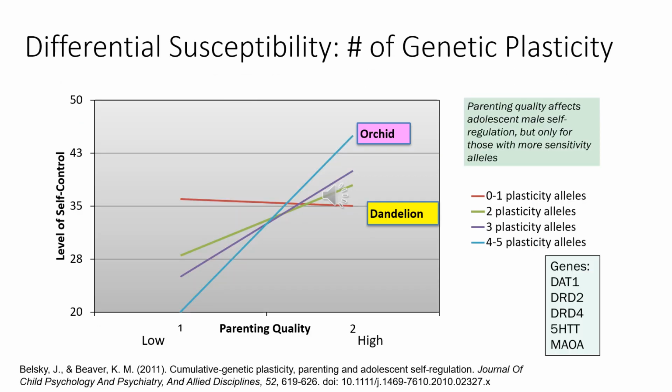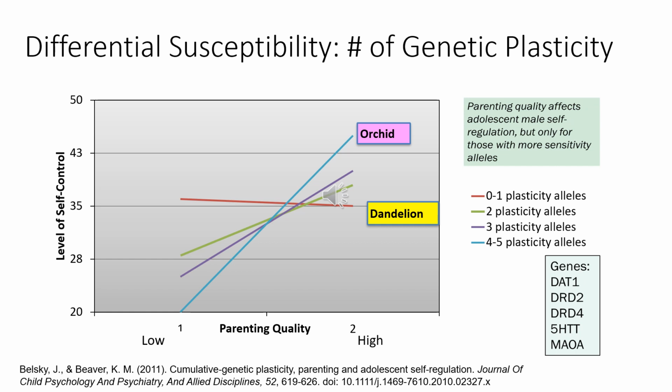So here's another research study that involved adolescent boys, and you can see that it used a number of different genes, some associated with dopamine, then serotonin, and then MAOA genes. It was studying how many possible plasticity alleles adolescent males had from a group of genes. You could have a range of genetic plasticity, right? You might have just 0 to 1 plasticity alleles, or 2, 3, 4, or 5.